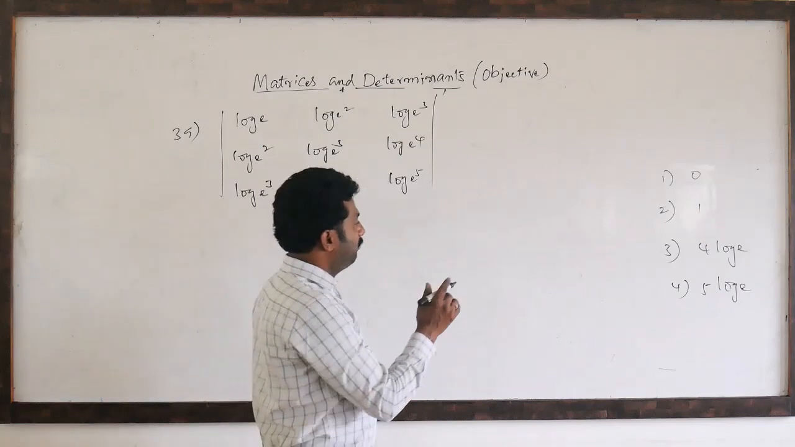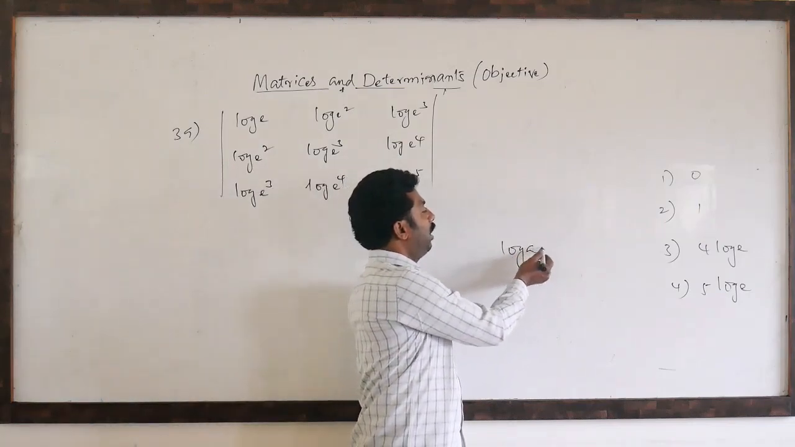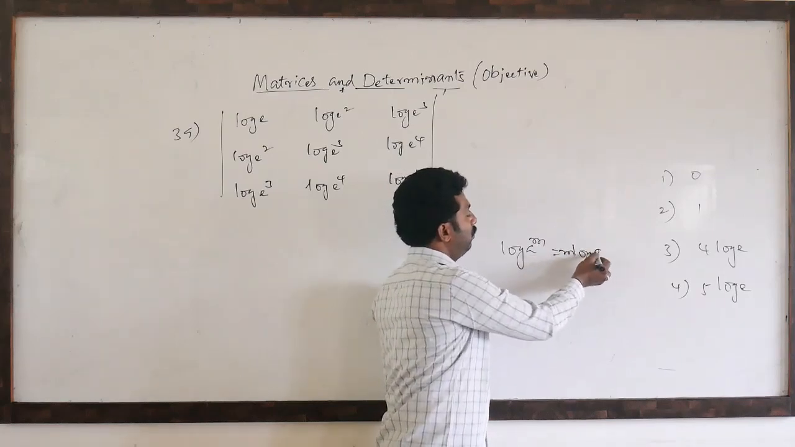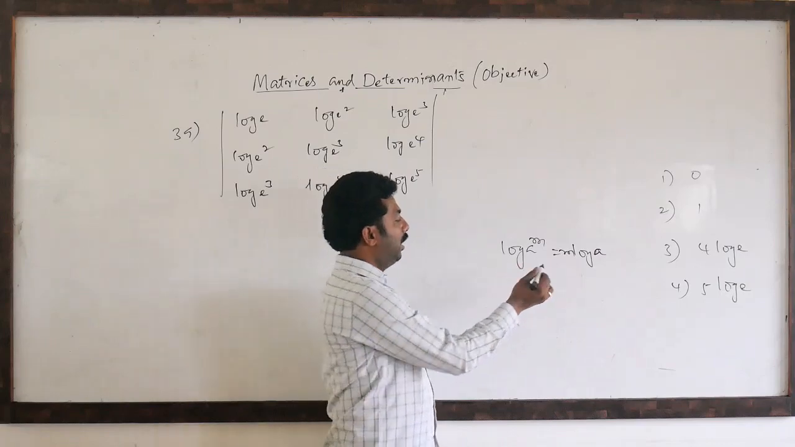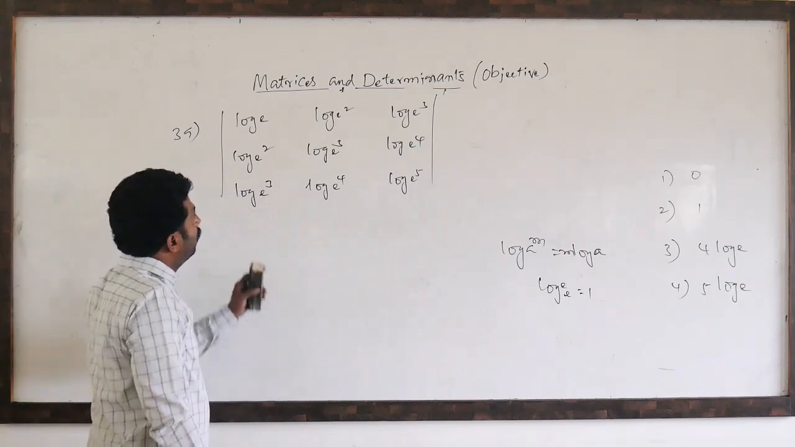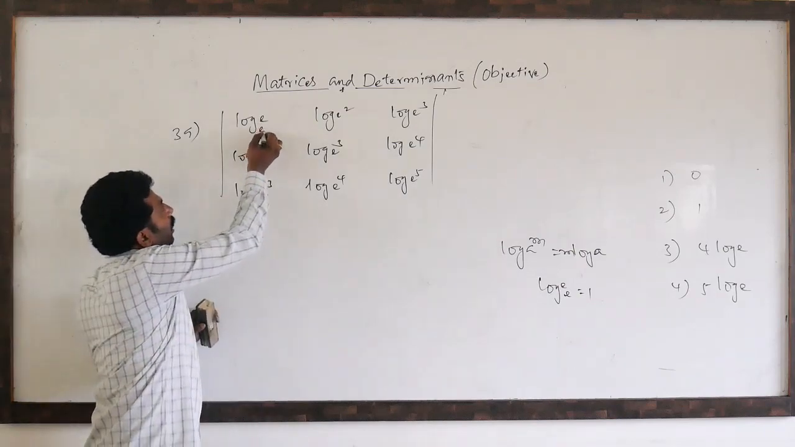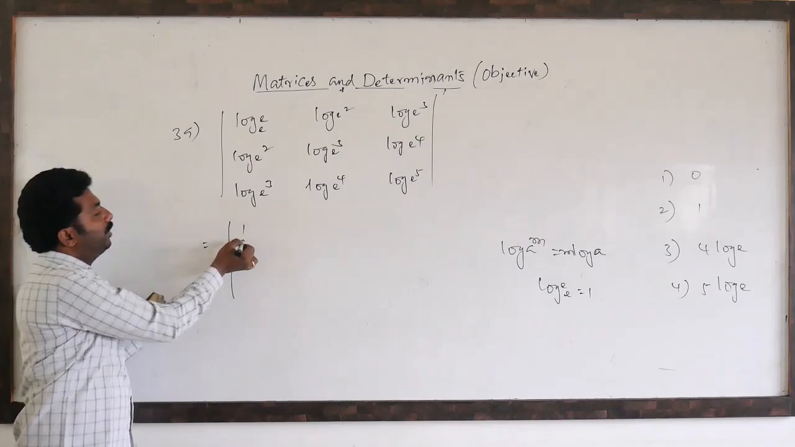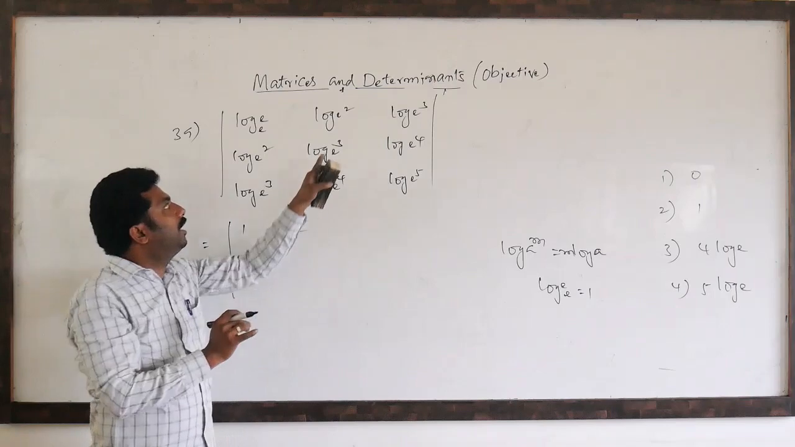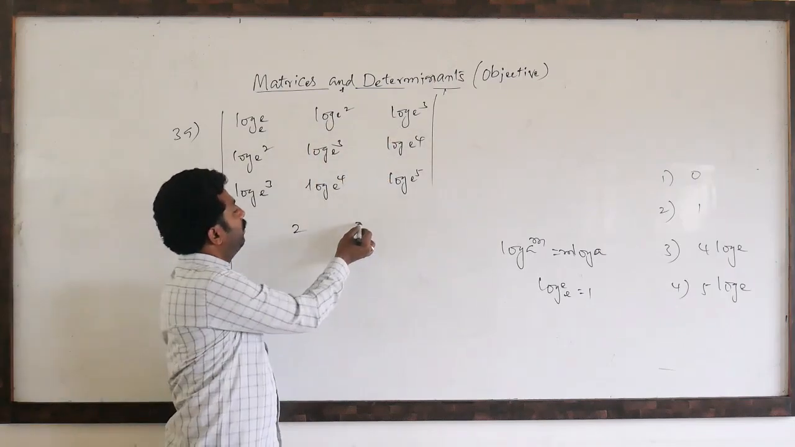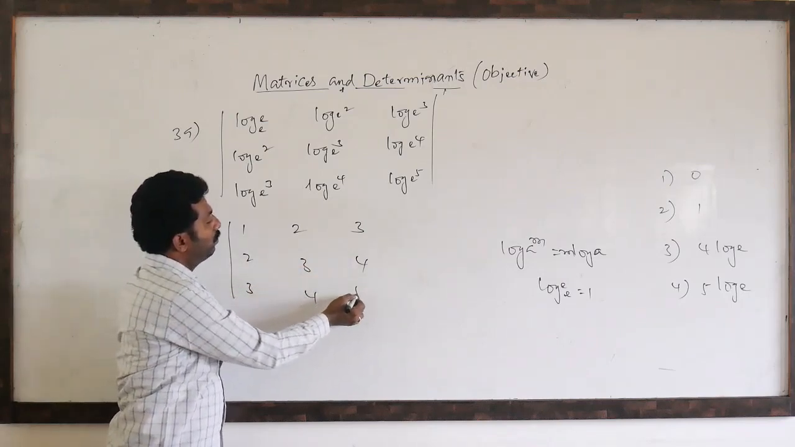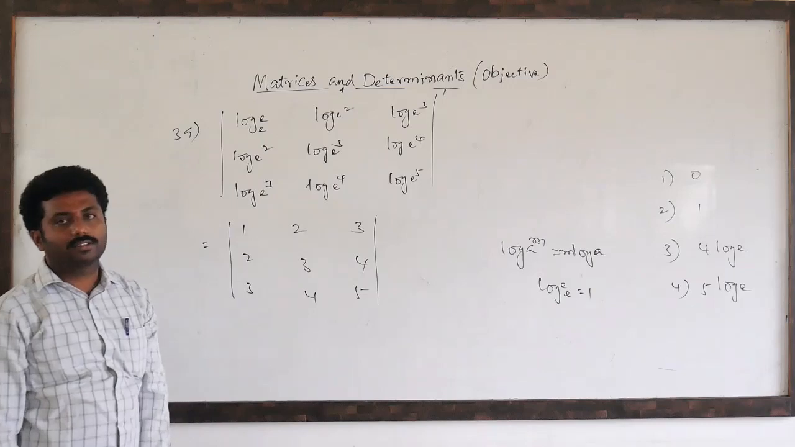So in the logarithmic property formula, suppose log of a to the power m is there, we can write m into log a. At the same time, log e to the base e is 1. You observe here nothing else is there, so this determinant is 1, 2, 3; 2, 3, 4; 3, 4, 5. Log of a power m means 2 into log e base e, which is 1. This is the determinant they are asking about.